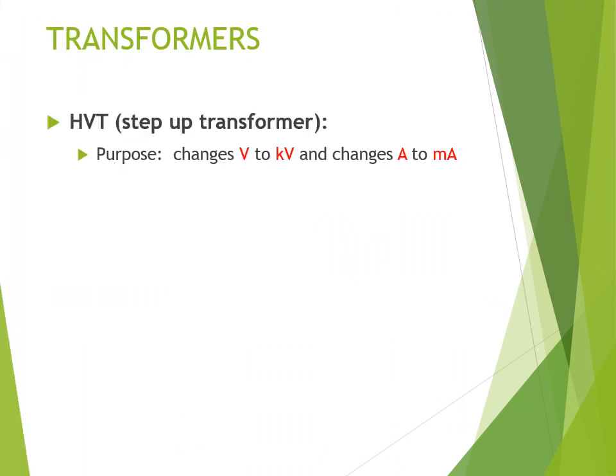So the high voltage transformer is called a step-up transformer. Its purpose is to change volts to kilovolts and change amps to milliamps in our X-ray circuit. So we're going to be increasing voltage and decreasing current.